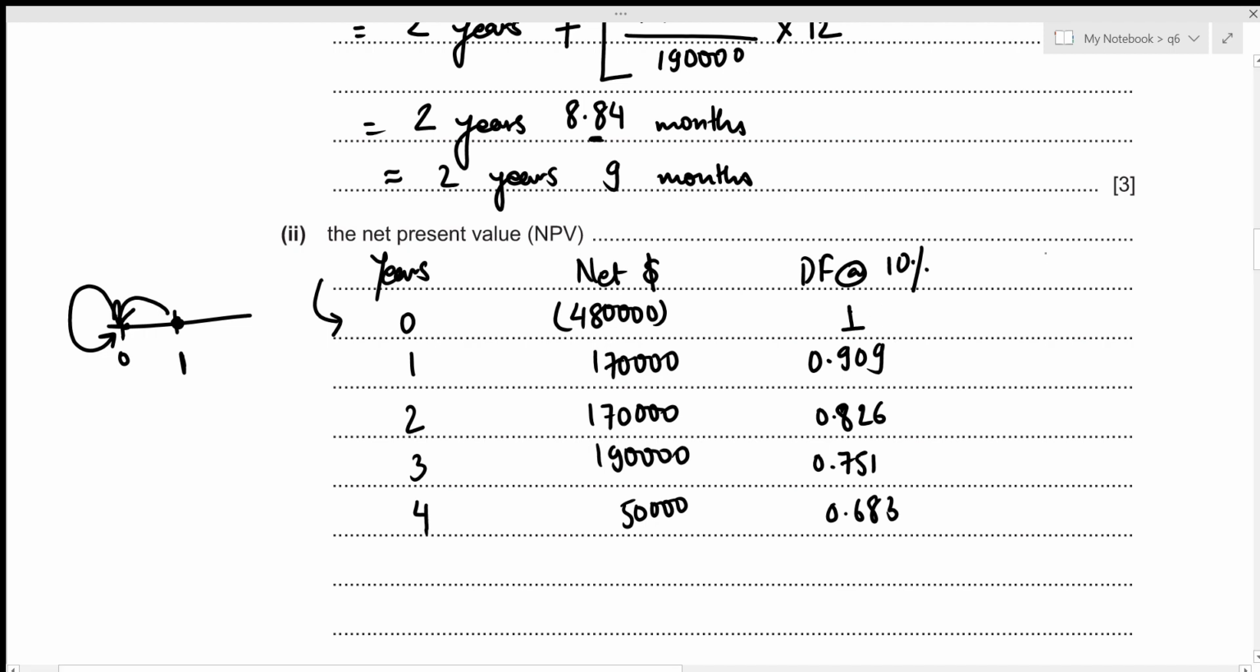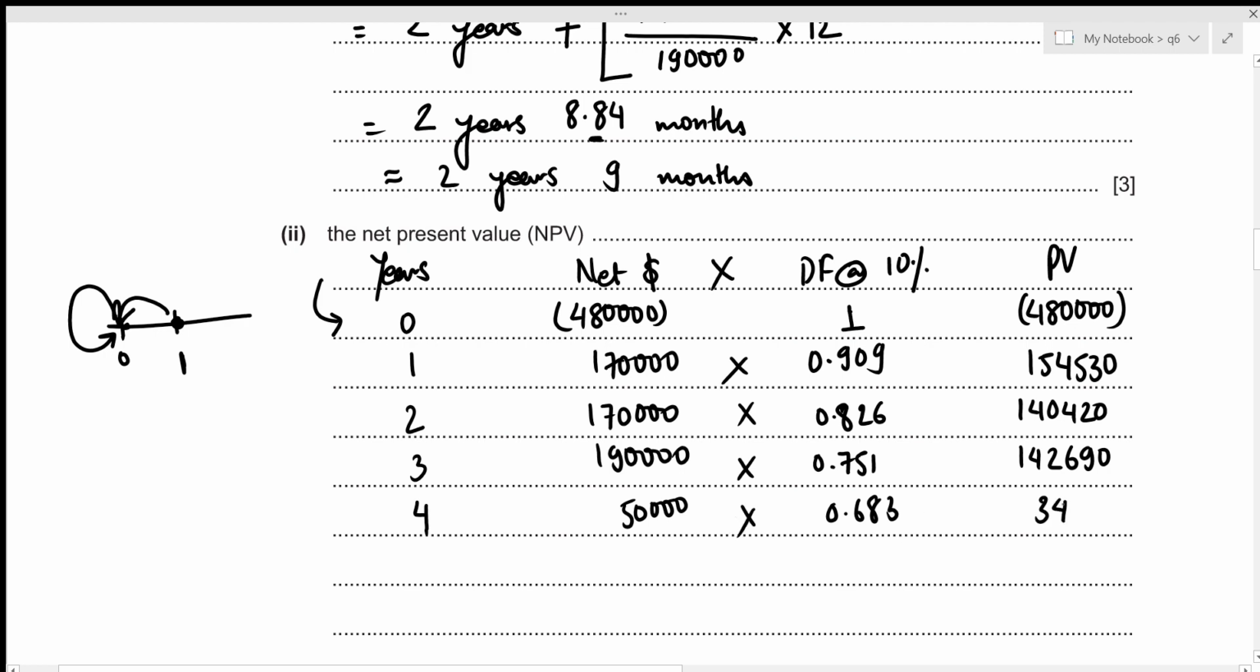Okay, now we can easily figure out its present values for each of the years by multiplying the net value with our discount factor. For year 0, that's negative 480,000 times 1, which results in negative 480,000. For year 1, that's 170,000 times 0.909, which results in the value of 154,530. For year 2, that's 170,000 times 0.826, which results in the value of 140,420. For year 3, that's 190,000 times 0.751, which results in the value of 142,690. And for year 4, that's 50,000 times 0.683, which results in the value of 34,150.